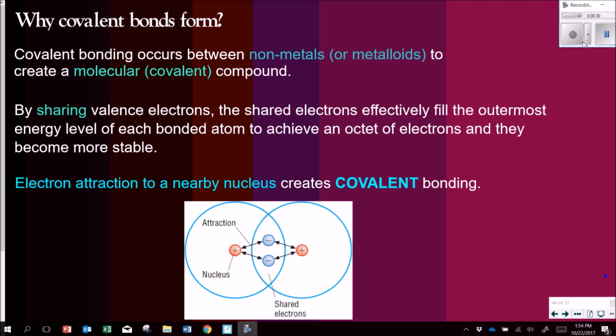Why do covalent bonds form? Covalent bonding occurs between nonmetals or metalloids to create a molecular or covalent compound. By sharing valence electrons, the shared electrons effectively fill the outermost energy level of each bonded atom to achieve an octet of electrons, and therefore they become more stable. Electron attraction to a nearby nucleus creates covalent bonding.